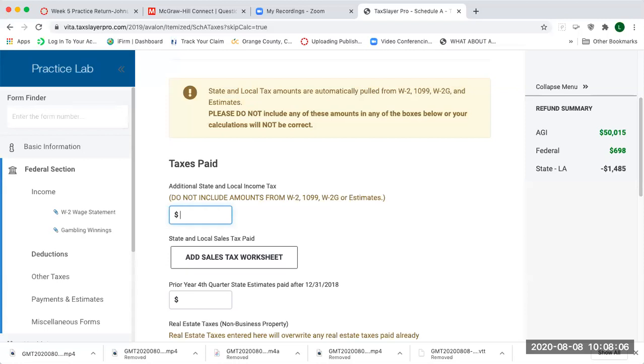Welcome back. So we were working on Dubois return. Now we're gonna start working on the Schedule A deductions. The first one on the list is the state income taxes. Generally, the state income taxes paid will be included on the W-2.